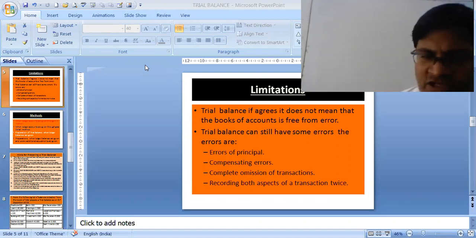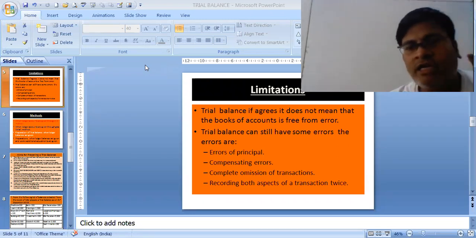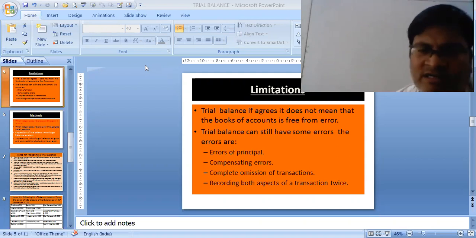Recording both aspects of a transaction twice. Like goods sold to Hari, you have recorded twice, though the transaction has happened only once, you have recorded it two times. Then also our trial balance will match, but it will still not be free from error. Our books of accounts will not be free from error.